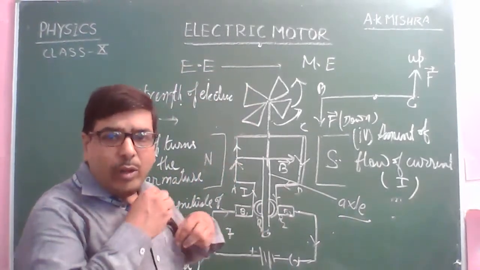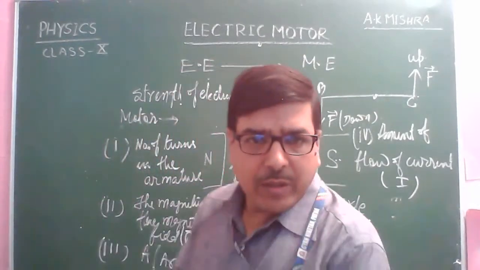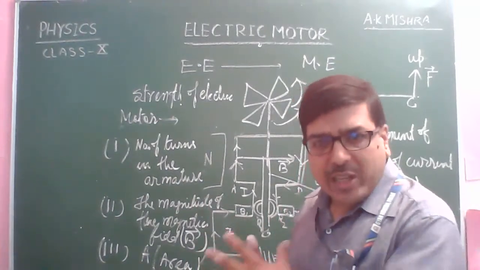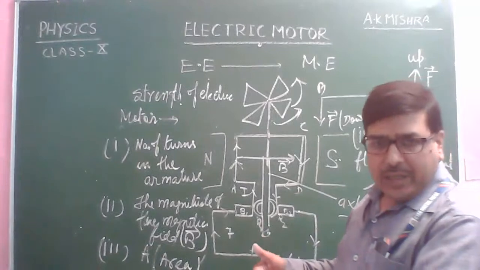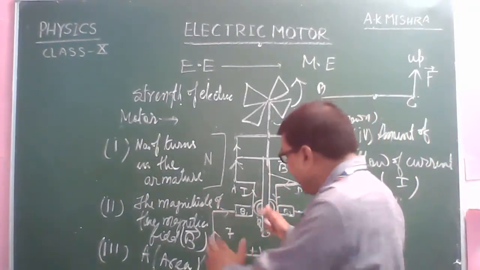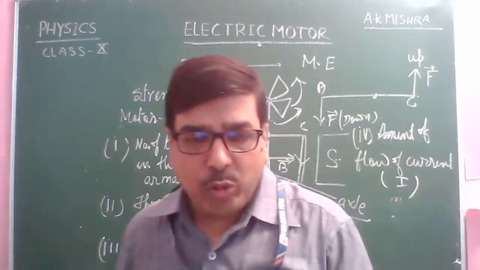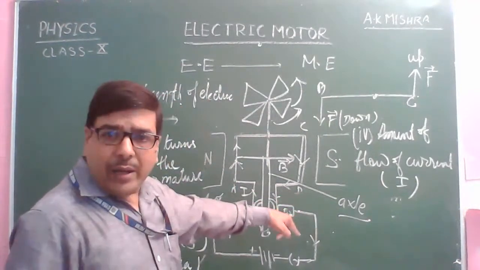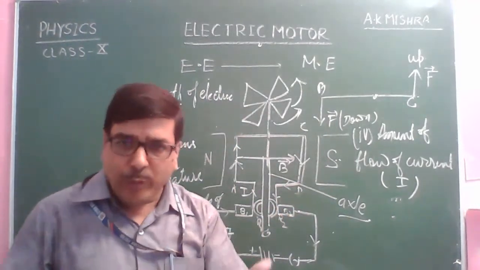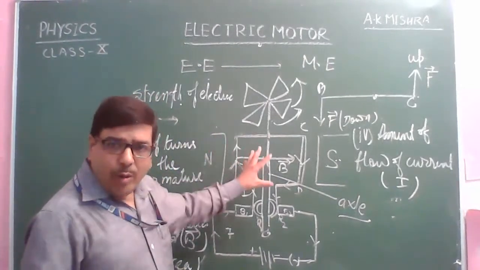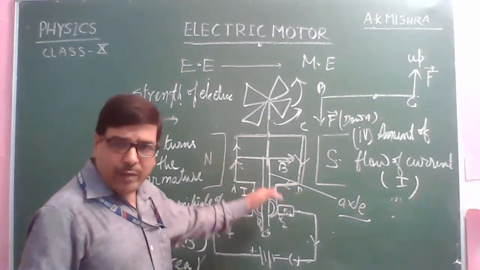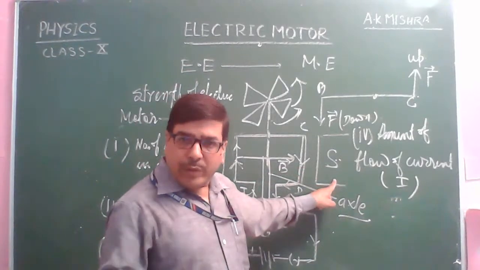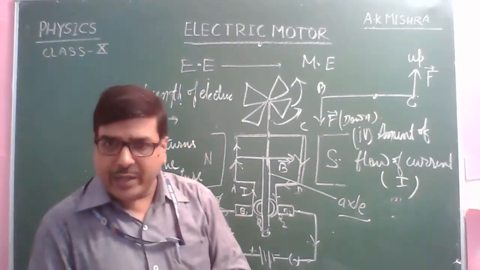Now again, what are the methods to use it for commercial purposes? What is its commercial use? How can it be converted into commercial purpose? It means in a direct way we have to convert it in a powerful manner. So in how many ways can it be converted? By replacing, first, the permanent magnet with an electromagnet.